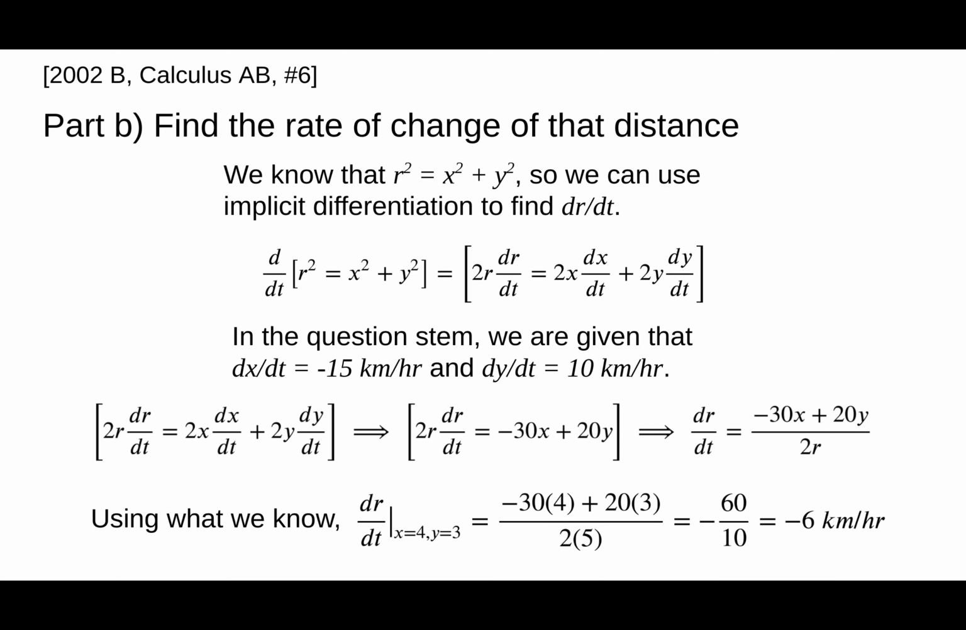Continuing to fill in the information that we know, using x equals 4, y equals 3, dx/dt equals negative 15, dy/dt equals 10, r equals 5, plug all that into that formula that we just found, and eventually we conclude that dr/dt is negative 6 kilometers per hour.